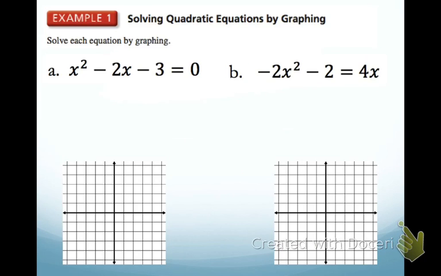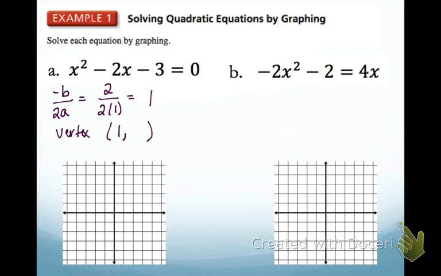Okay, we're going to start off by graphing a quadratic and seeing where the solutions lie. So on this first one, if you recall from Unit 2a, we need to find our vertex by using -b over 2a. So -(-2) would be a +2 over 2 times 1. So for our vertex, we have the point (1, blank).